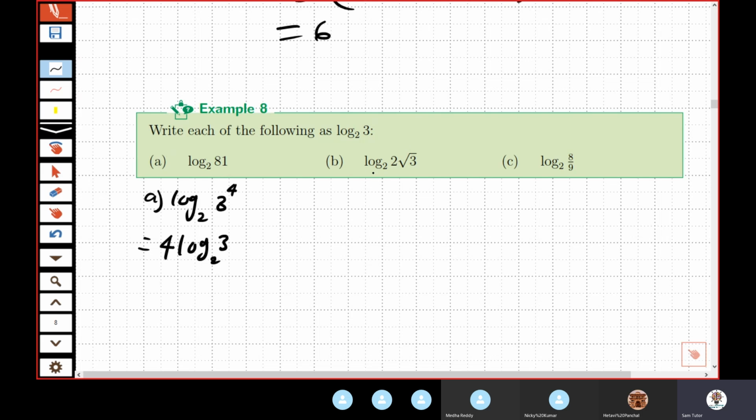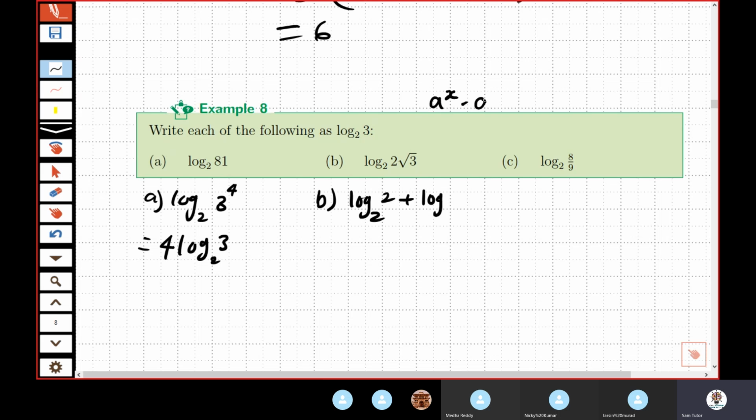All right, what are you going to do with this one? Log 2 root 3. Would it be 2 over 3? Did you say 2 over 3? No, it's multiplied. What are you doing? It's multiplied. Add, not divide. Divide, you would subtract. Multiply, you add. Just think of your index laws.